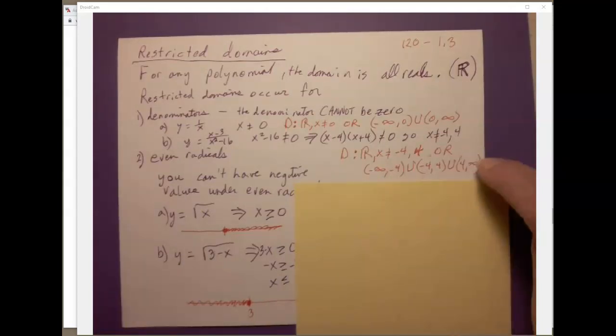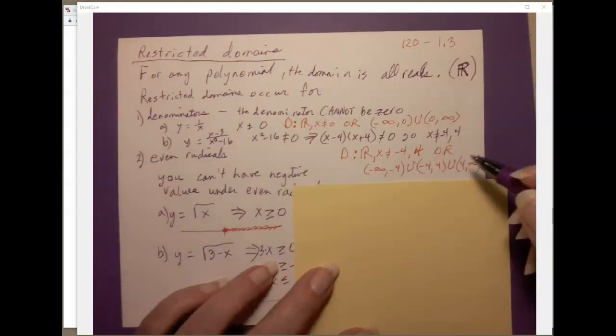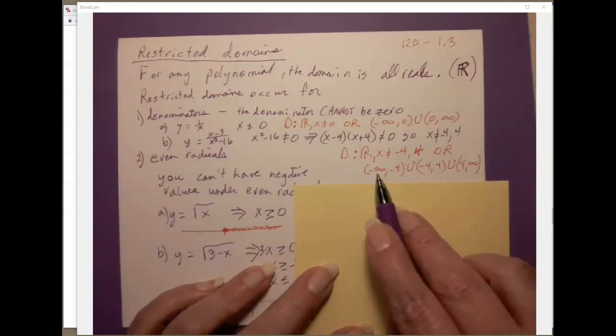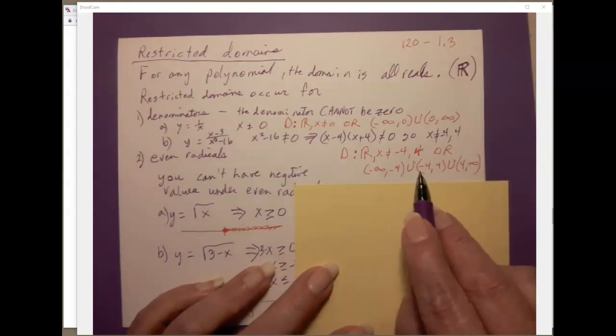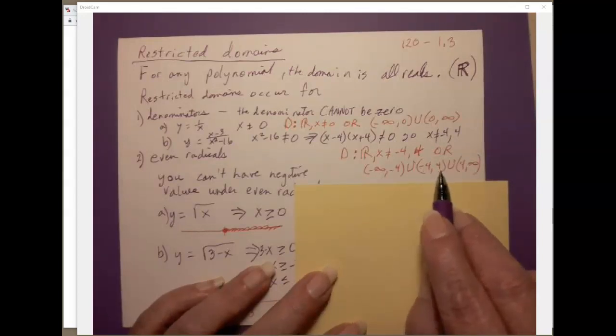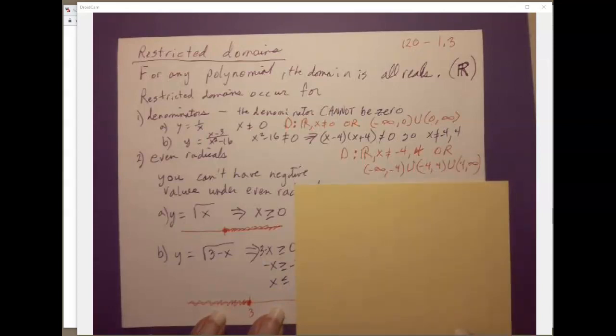Note that infinity and negative infinity always have to have parentheses there. And these have to be in numerical order. So negative infinity comes before negative 4, negative 4 comes before 4, and 4 comes before infinity. You can't write these backwards or they'll be incorrect. So be careful of that.